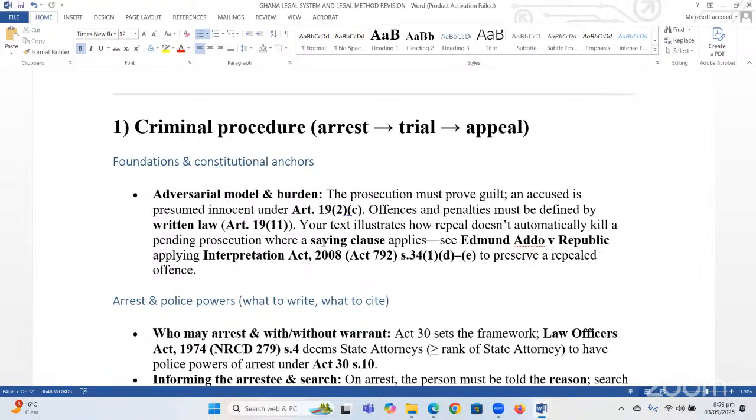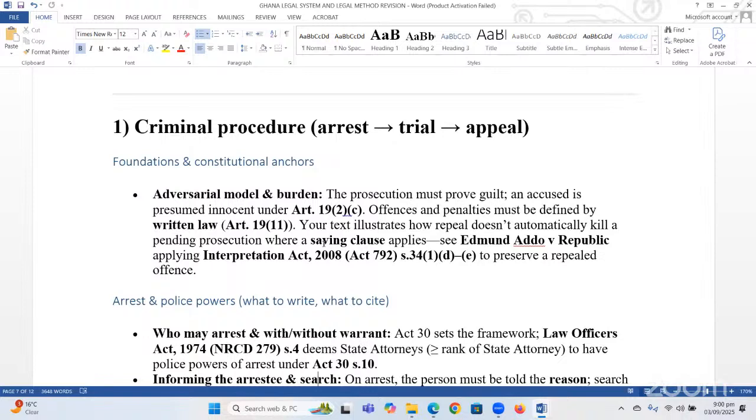Very straightforward. So please, if you haven't looked at Article 19, look at Article 19 and know the rules of fair trial. I don't have the question, but I remember something like that. There has been a question like that before, if I'm not mistaken.